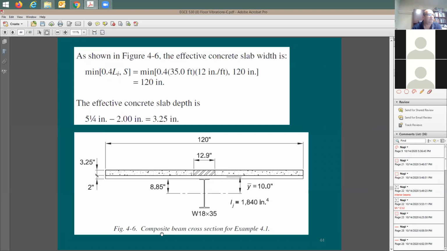And after that, you do the transformed moment of inertia. So based on this 12.9, now you consider it to be a steel section. And then you have I_j is going to be 1840, right? For this beam W18 by 35.